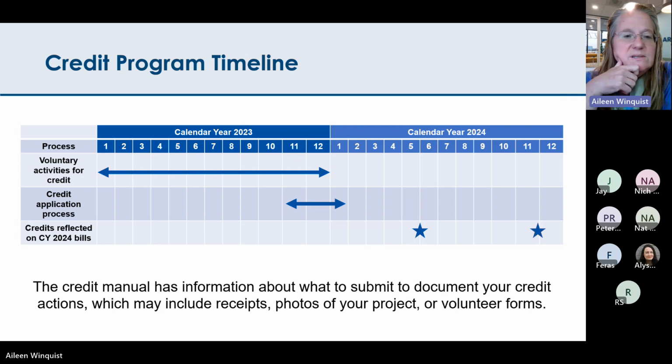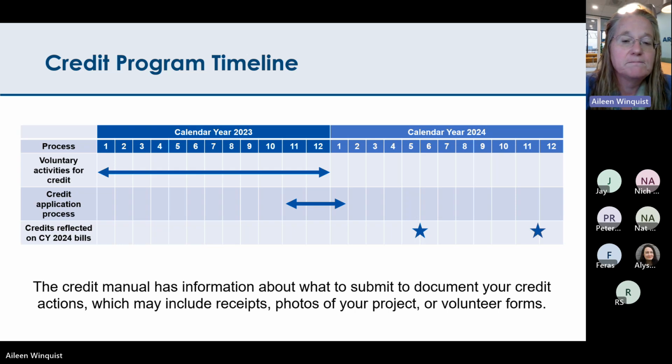So just a note on the timeline, our credit manual on the Stormwater Utility website has a lot of information about the credit program and what to submit, but the credit application period will begin later this year, and any activities that are completed in 2023 are eligible for applying for credits. So again, volunteer activities, tree planting, things like that that are completed this year.